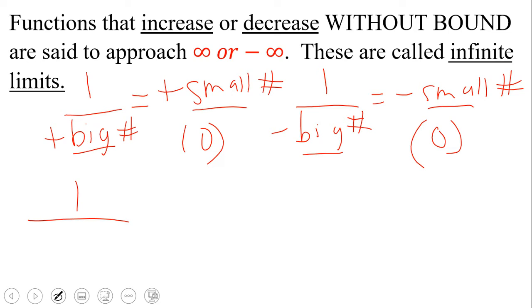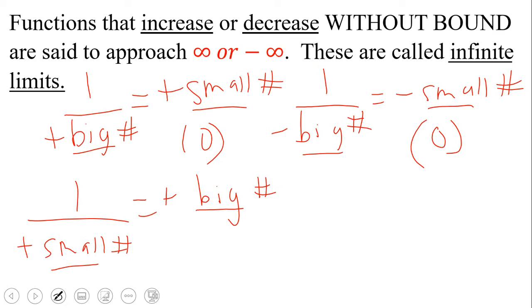So let's say that you were dividing 1 by a positive small number. If you divide 1 by a positive small number, you're going to get a positive big number. And as this number gets smaller and smaller, this number gets bigger and bigger. The biggest positive number that exists is essentially positive infinity.